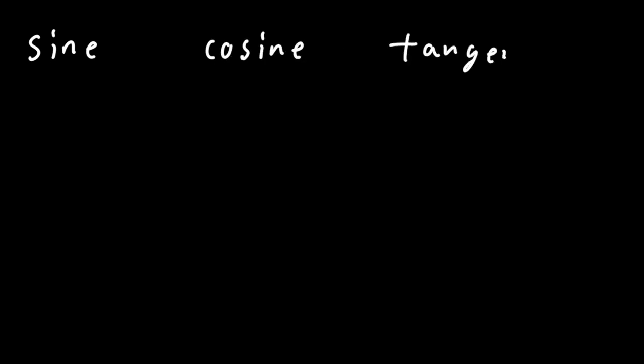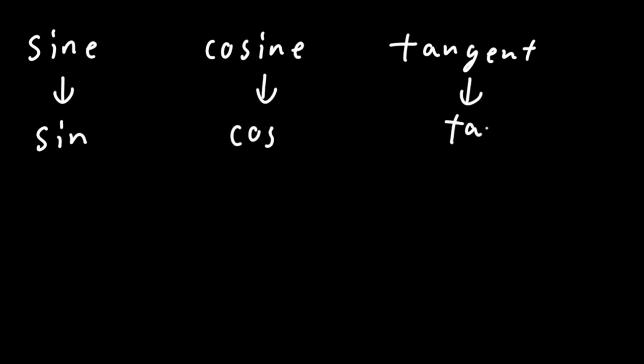Now let's start off with the three main trig functions: sine, cosine, and tangent. These can be rewritten as sin, cos, and tan because mathematicians are lazy.